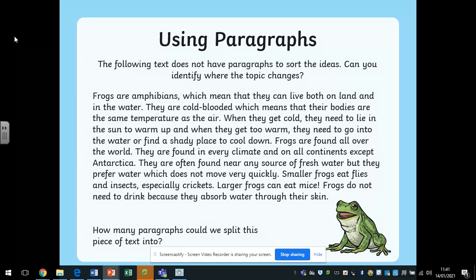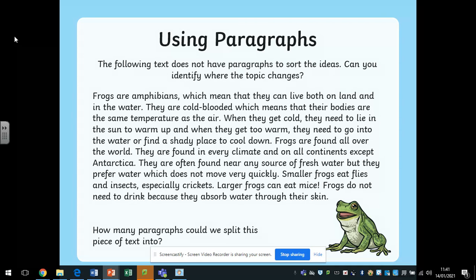Frogs are amphibians, which mean that they can both live on land and in the water. They are cold-blooded, which means that their bodies are the same temperature as the air. When they get cold, they need to lie in the sun to warm up. And when they get too warm, they need to go into the water or find a shady place to cool down. Frogs are found all over the world. They are found in every climate and on every continent except Antarctica.